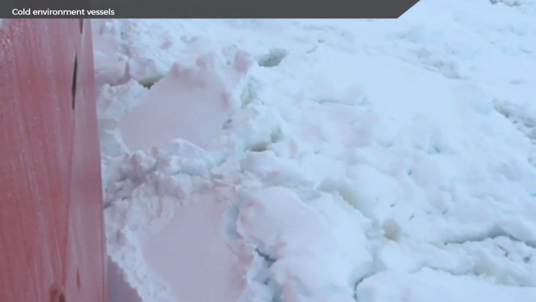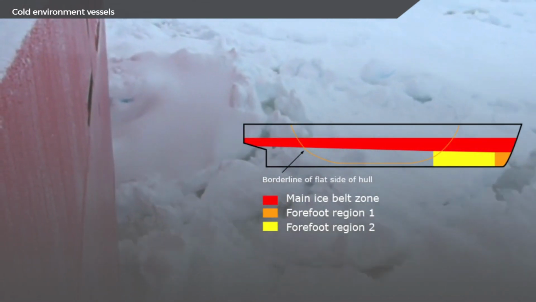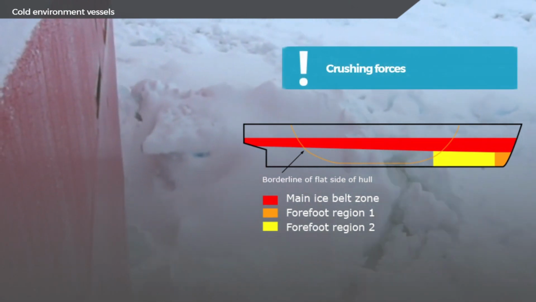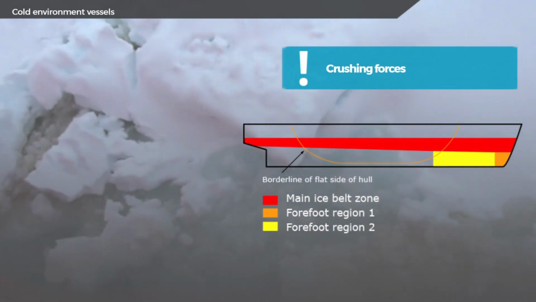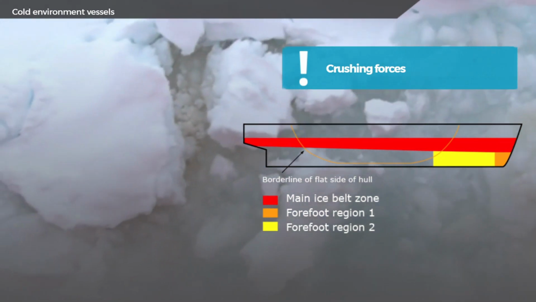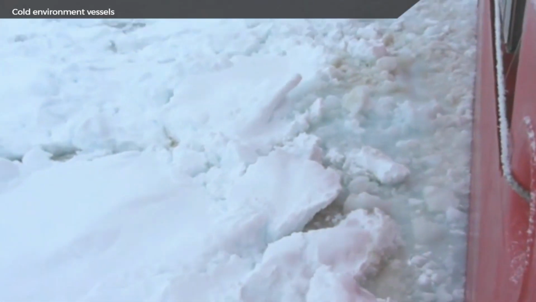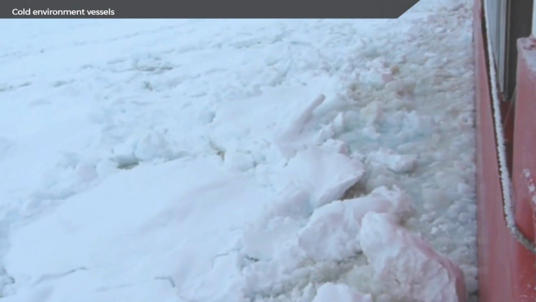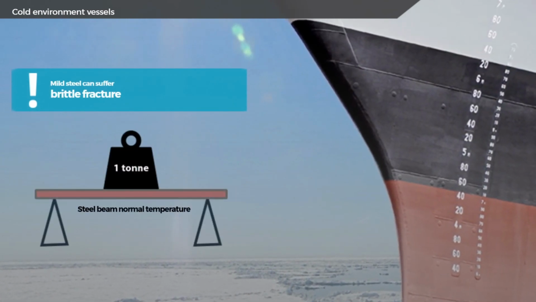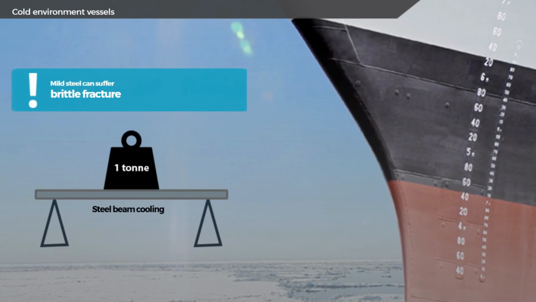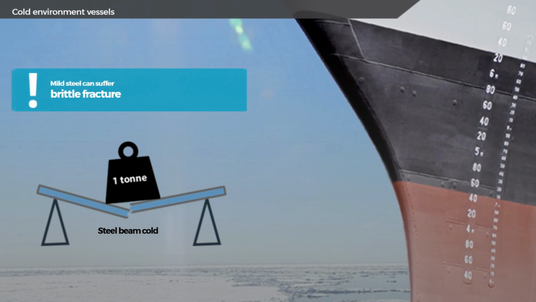Between the loaded and light drafts, which is approximately where the ice belt lies, the hull needs to be strong to withstand crushing forces. A vessel has to be protected from large lumps of ice hitting the shell plating. For this reason, it is either made thicker in vulnerable areas or made of high tensile steel. Mild steel can suffer brittle fracture, so it must not be used in vulnerable areas, such as those above the waterline where the air is often colder than the seawater.